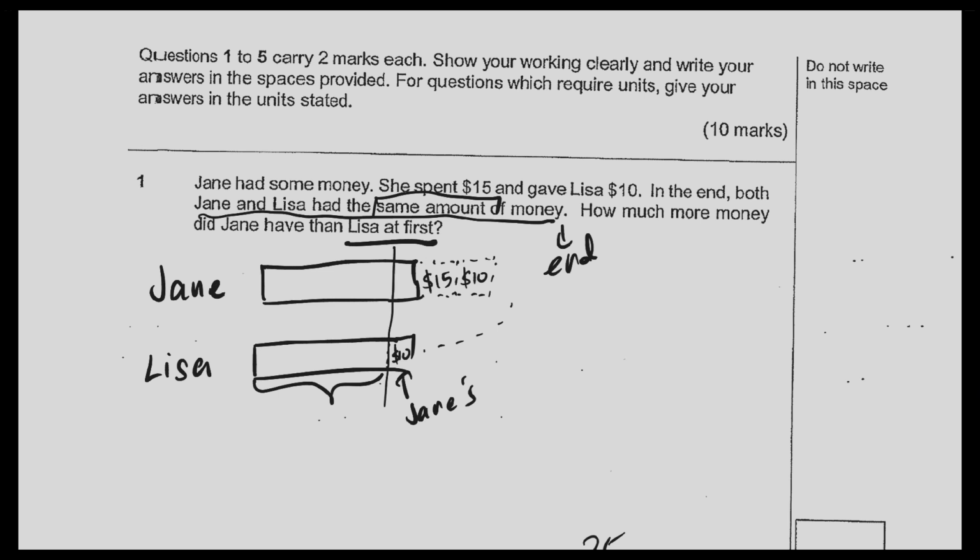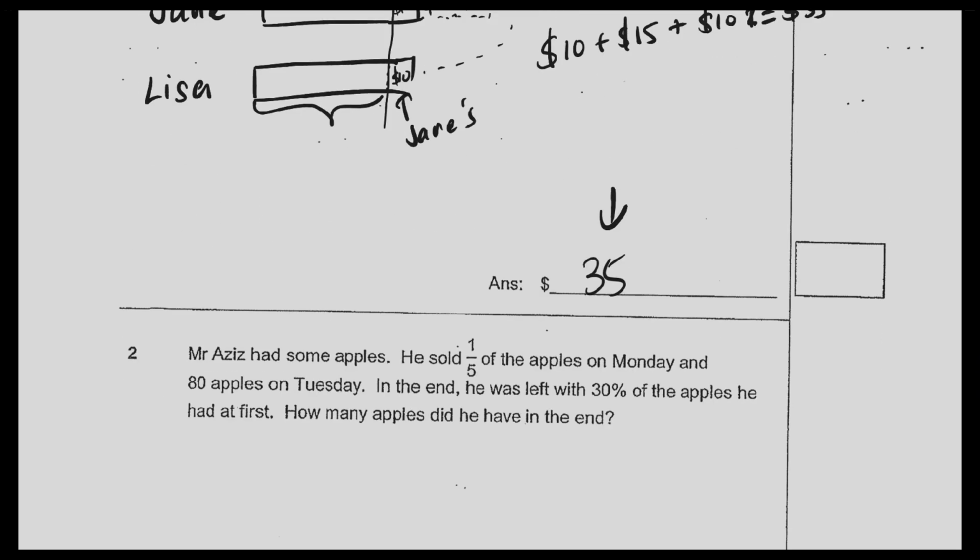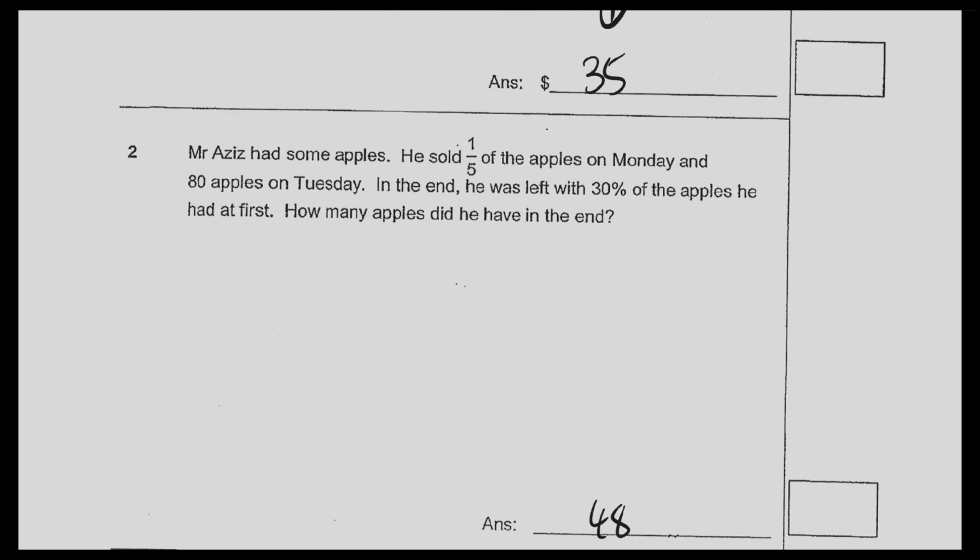Right? So this is the same amount of money before this line. But after this line, we see that Jane has $10 plus $15 plus another $10 more than Lisa. So the working is relatively simple. It's just 10 plus 15 plus 10, and you'll get $35, right? $35. Alright, let's move on to the next question 2.